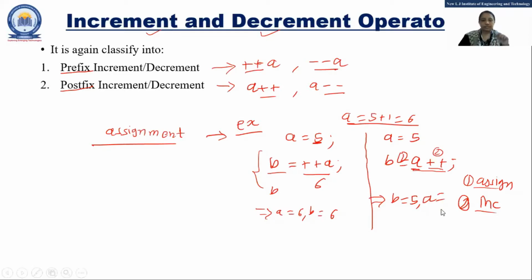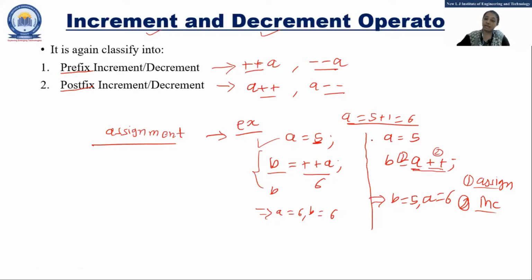Anyone? What should be the value of a? Either 5 or 6. Just confirm or you can write it down. Okay, 6, fine. The b value is 5 because assignment is done first, but we have written a plus plus, so the value of a will become 6.